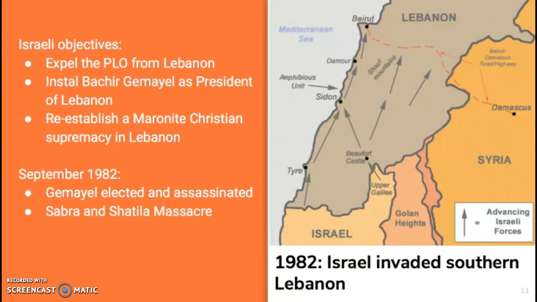Gemayel is elected under Israeli supervision on the 23rd of August, but by the 14th of September 1982, he's been assassinated with Syrian support. In revenge for the assassination of Gemayel, Christian Phalange operatives kill up to 3,500 Palestinians and Lebanese Shiites in the Sabra neighborhood and nearby Shatila refugee camp. The Israeli military in the area did not prevent that massacre.